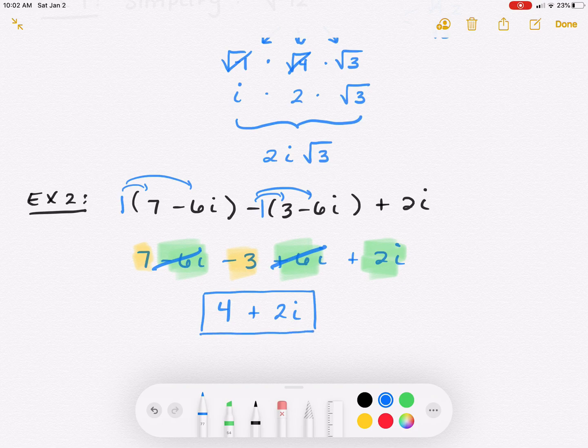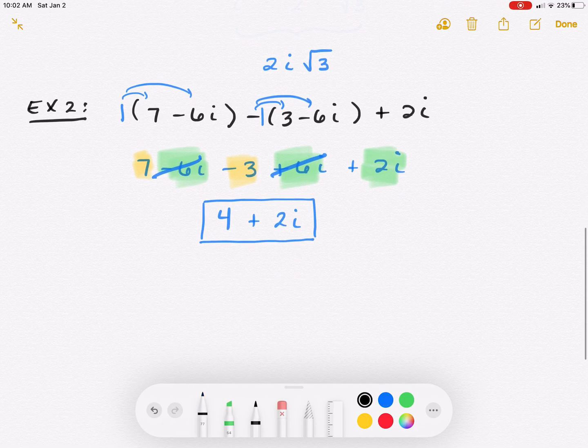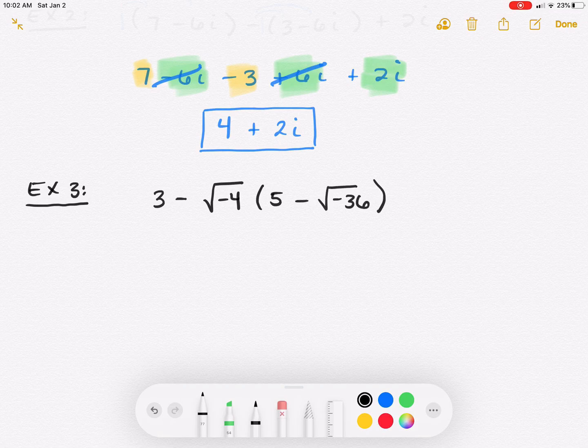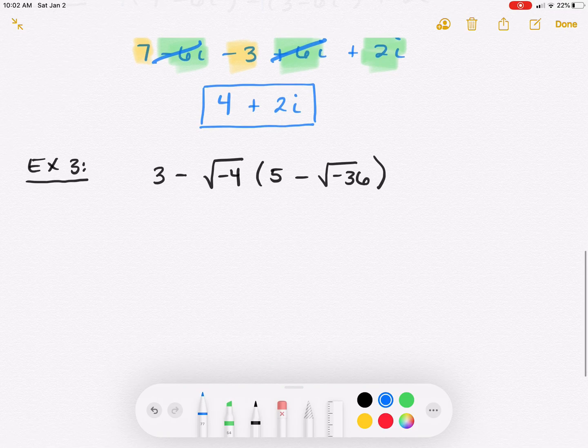Okay? So really, I think what you're going to find with adding and subtracting is it's very, very similar to working with an x. Now, where it's a little bit different is when we multiply. Okay? So first thing, I'm going to write down 3 minus the square root of -4 times 5 minus the square root of -36. So first thing when I look at this is it looks a little overly complicated by the fact that we have these radicals in it.